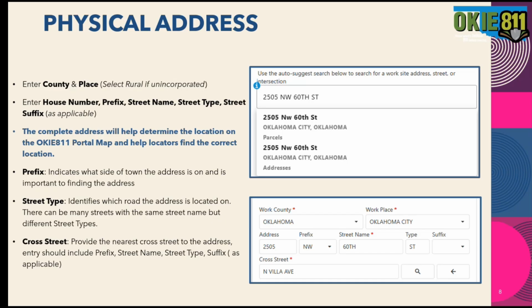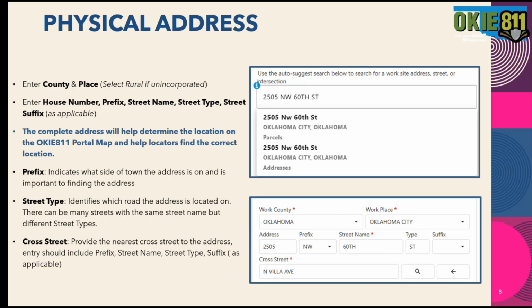And in many cases, especially with numbered streets, there can be streets that have Northwest 60th Street, Northwest 60th Place, and they can all have the same house number as well. So it's extremely important that those two pieces of information are provided for the locators and also for you to find the correct location on the map.